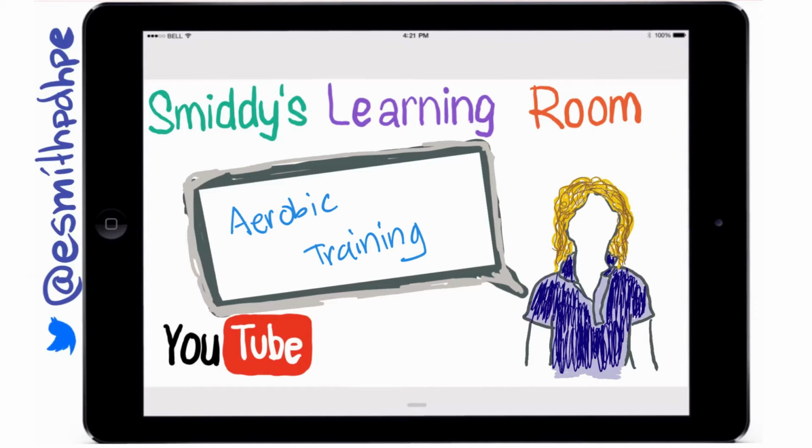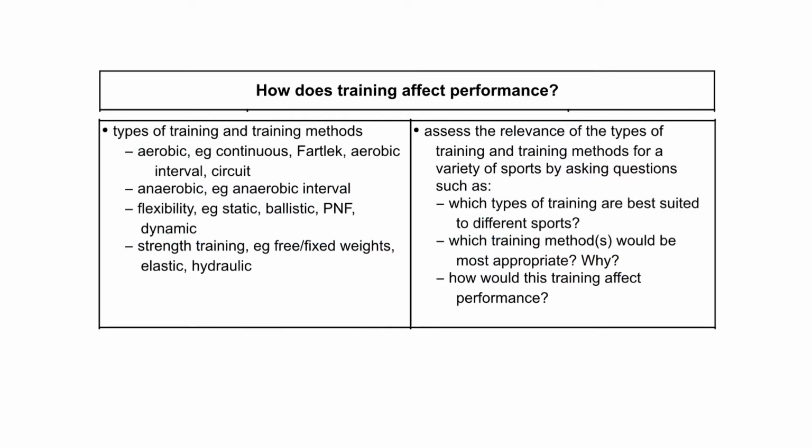Today we're going to start having a look at types of training and specifically the aerobic training. So we'll start by having a look at whereabouts this actually comes from in the syllabus, and it comes under the focus question, how does training affect performance? And then specifically the types of training, and today we're just having a look at the aerobic training. So for example, continuous, fartlek, aerobic interval and circuit training.